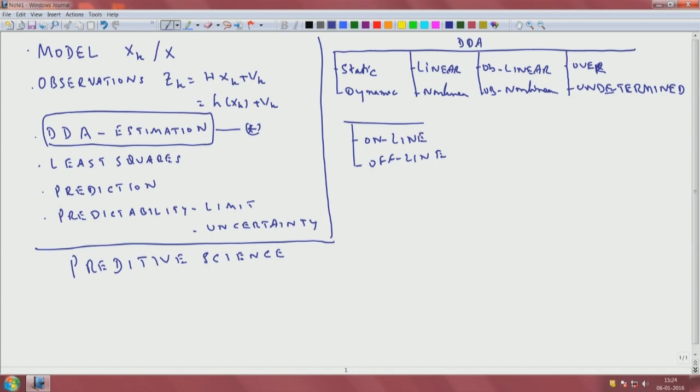What are the specific classes of methods? We have talked about the importance of deterministic least square formulation, static least square formulation, dynamic least square formulation, and stochastic dynamic least square formulation. We have talked about online methods, which are sequential methods, such as Kalman filtering. We have talked about offline methods such as 4D-VAR. So we have covered a ton of topics.